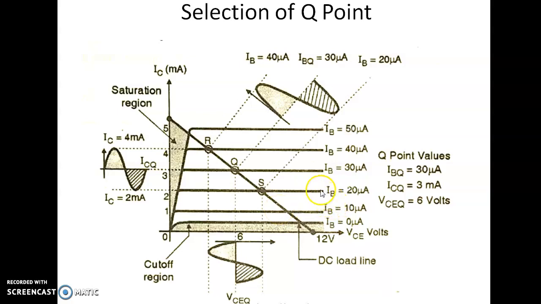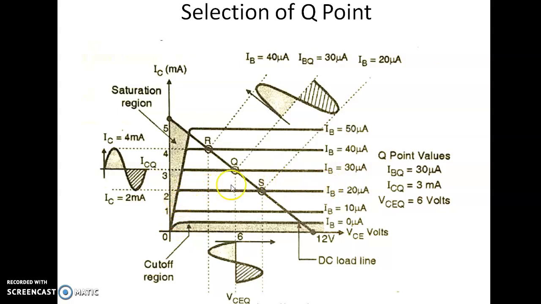Next case we are doing IB equal to 20 microampere, and by changing the collector emitter voltage we are getting the output response like this. So we are taking different readings at different intervals, keeping base current constant, and we are taking 0, 10, 20, 30, 40, 50 microampere. We are observing, when we change the collector emitter voltage, what changes in the collector current, while keeping base current constant.